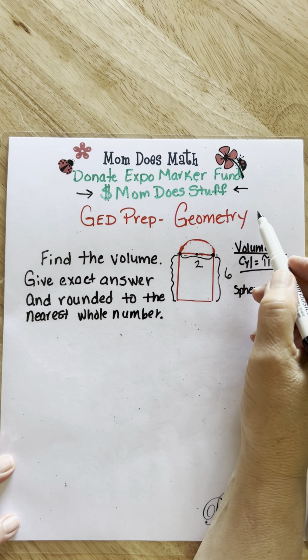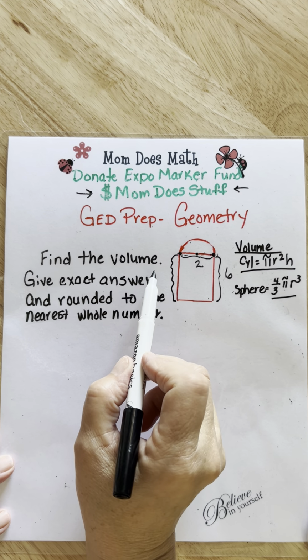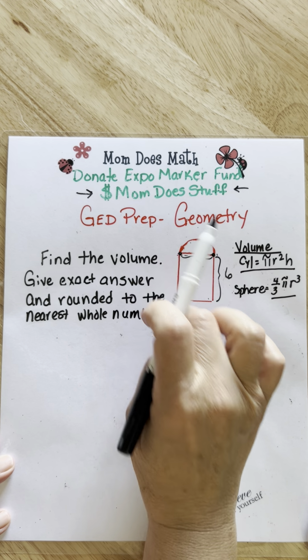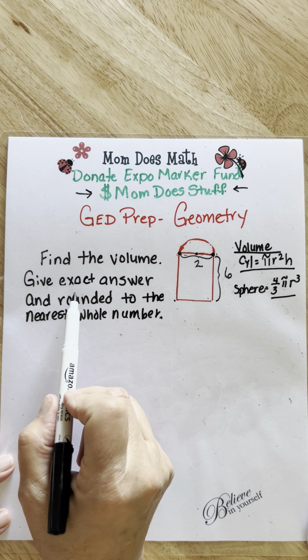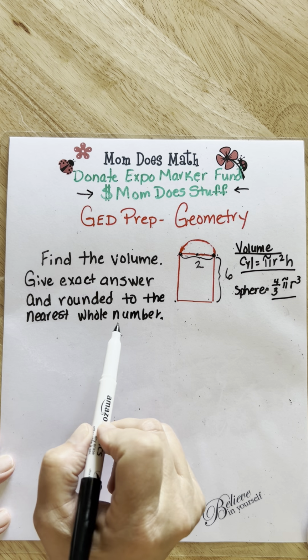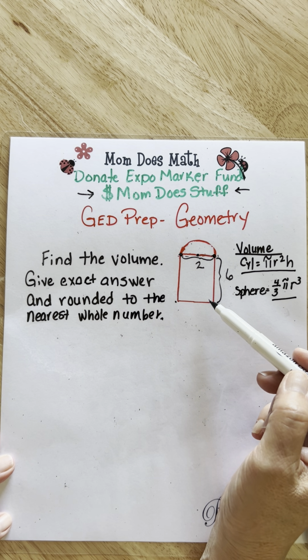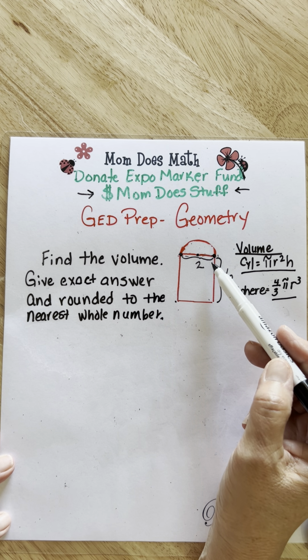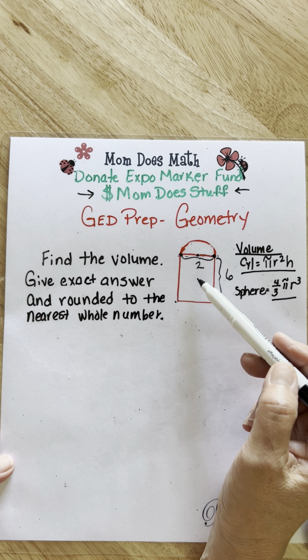Okay, let's practice a little bit of geometry. They want us to find the volume of this shape over here, and they want us to give an exact answer and an answer rounded to the nearest whole number. So we look at our shape, and we see you're not going to find a volume formula for this shape.